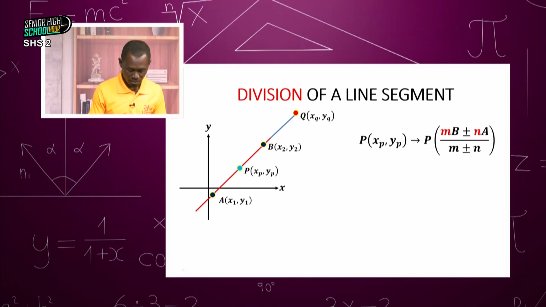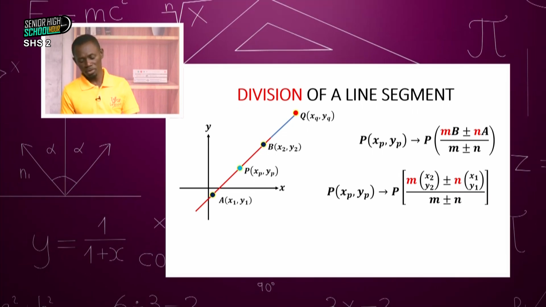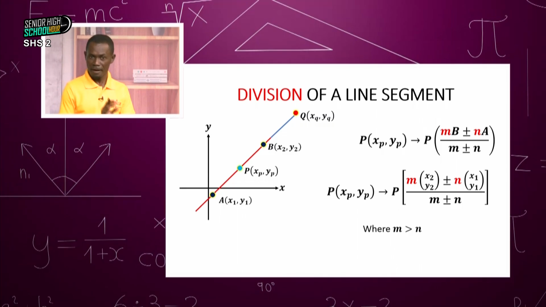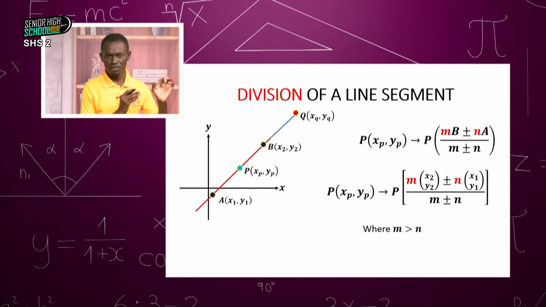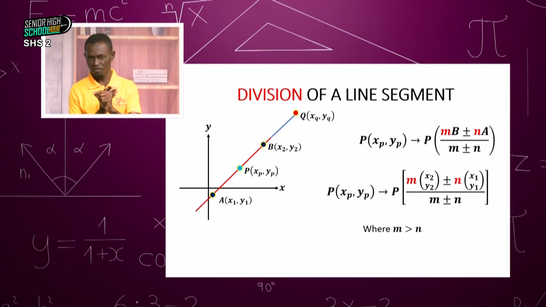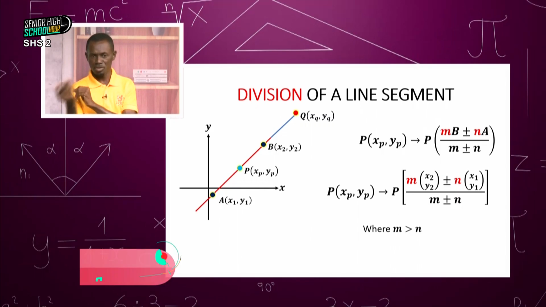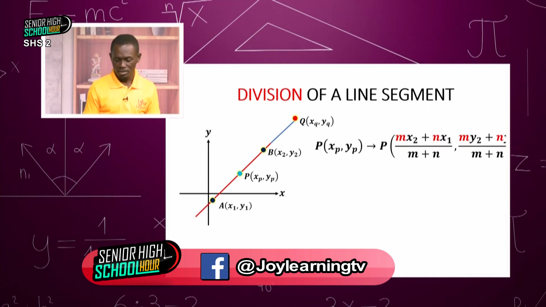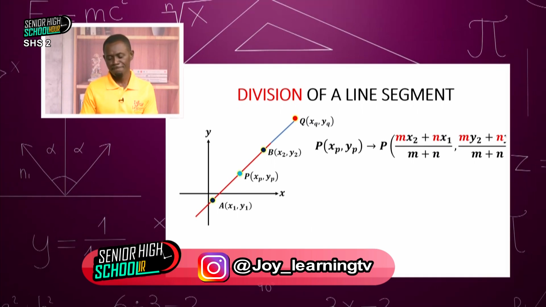All right, so we would have it look like this. X2, Y2, X1, Y1. You could use this, or the expanded form of it. What would be the expanded? Remember, when you're subtracting, M must be greater than N. In other words, your ratio, if it was 3 is to 1, it would be 3 minus 1. It cannot be 1 minus 3. Even if the ratio was 1 is to 3, you have to switch it so that the smaller one is subtracted from the bigger one. That is for external. All right. So if you expanded it, it will look like this.